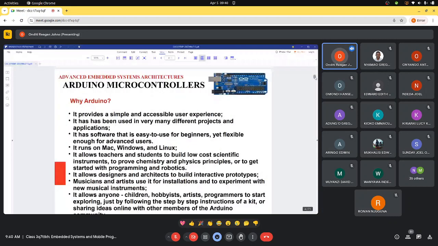The big question comes in, why Arduino? Arduino provides a simple and accessible user experience. Very simple, very accessible, and you will be able to see how that has come up. It has been used in very many different projects and applications, like we've seen the wearables and the IoT applications. It has software that is easy to use for beginners, yet flexible enough for advanced users. It runs on Mac, Windows, and even on the Linux environment.